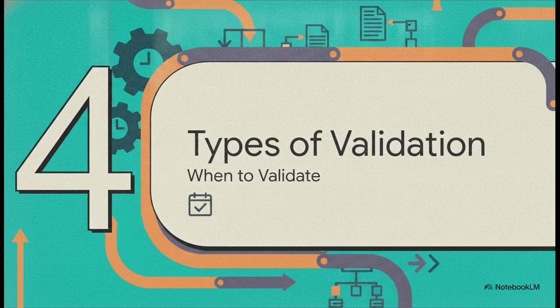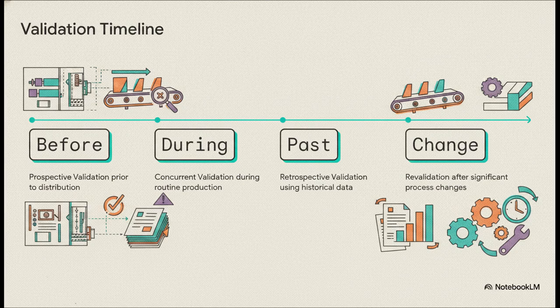Almost at the finish line. Section 4, the 4 types of validation. So validation happens at 4 distinct phases of a product's life cycle. If you do it before you ever start commercial production, that's prospective validation. If you do it during routine production, it's concurrent validation. If you're looking back at past history, it's retrospective validation. And if you make a change and have to do it all over again, that's revalidation.